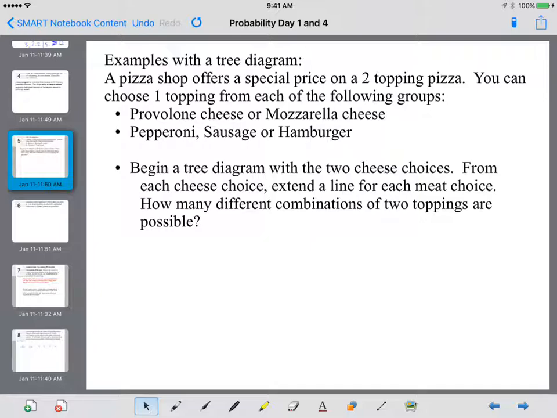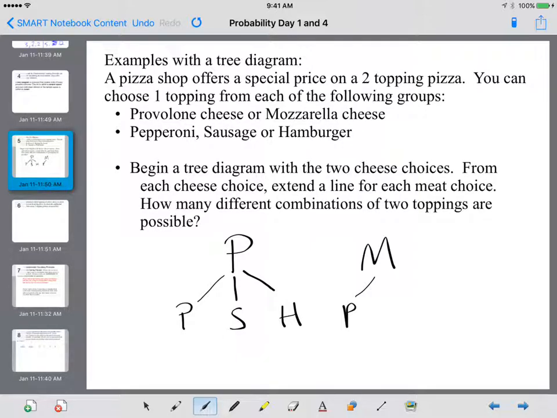Well, we have a provolone. I'm going to use P to stand for provolone, or a mozzarella cheese. If we chose provolone, we could also choose pepperoni. There's one combination, provolone and pepperoni. Second combination would be provolone and sausage. A third would be provolone and hamburger. If we chose mozzarella, we could choose mozzarella and pepperoni. There's a fourth combination, mozzarella and sausage, mozzarella and hamburger. So at the bottom here, we have 6 possible choices.